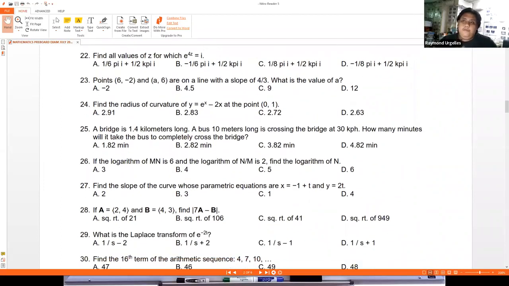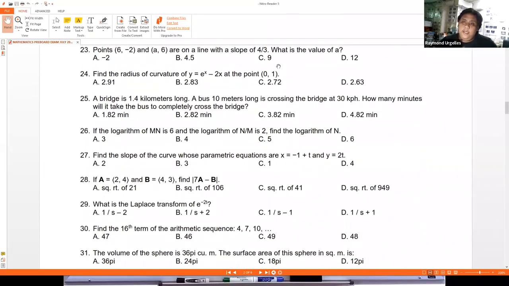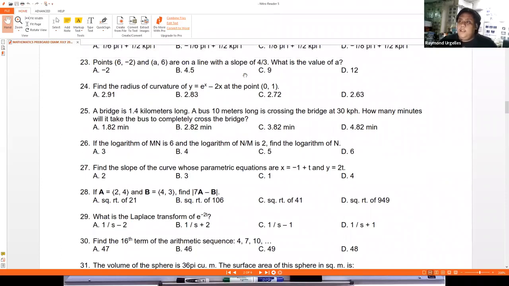Okay, so next number 23. This is just a slope, the equation of a slope. We can treat this as our x sub 1 and y sub 1, and this is our x sub 2 and y sub 2. Then this will be our slope. So it is just a direct formula that we will use here.